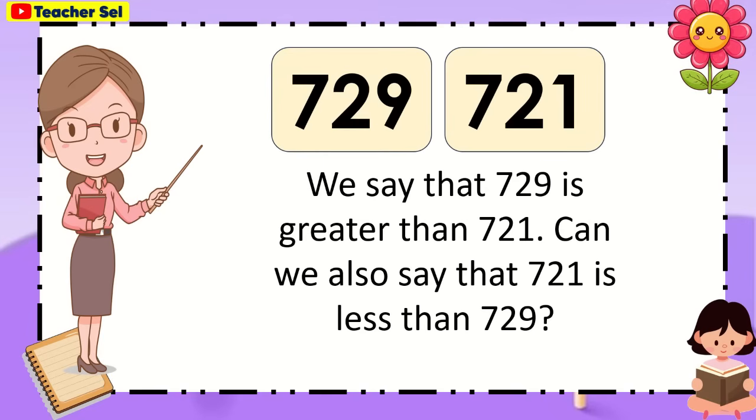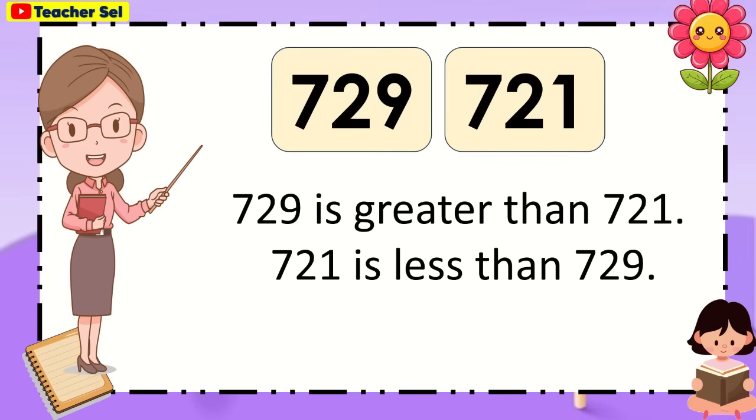Can we also say that 721 is less than 729? Yes, we can. 729 is greater than 721. 721 is less than 729.